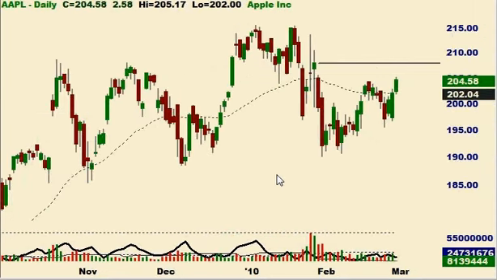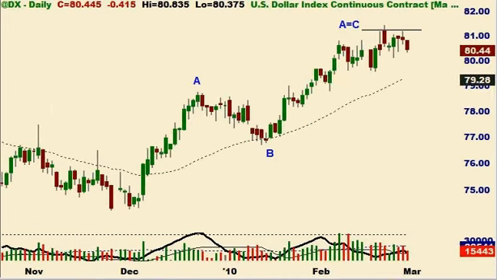And here's Apple. Apple a lot less clear. You can count this decline as a 1-2-1-2 or as an ABC decline, and the rally also is tough to call here. That said, there should be a lot of resistance around the 208 level. If it goes through 208, there's a good chance it's going to make new highs, and we'd reevaluate Apple. But for now, watch 208.